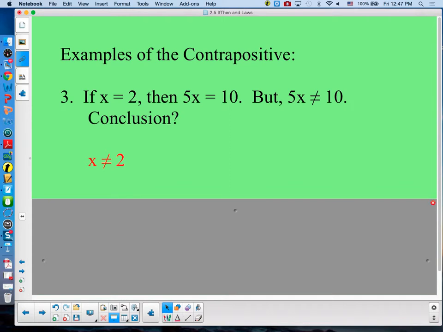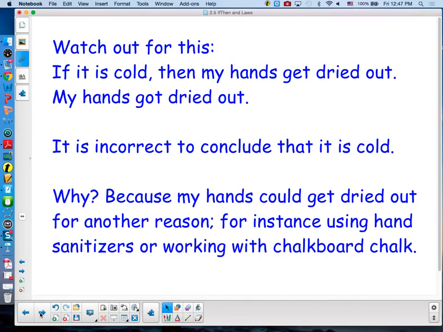All right, let's see. Watch out for these, okay? If it is cold, then my hands get dried out. My hands got dried out. It is cold. Incorrect. Why? Because my hands could get dried out for another reason: using hand sanitizers, working on the chalkboard.